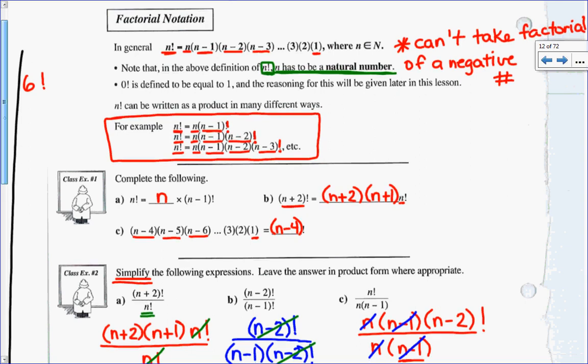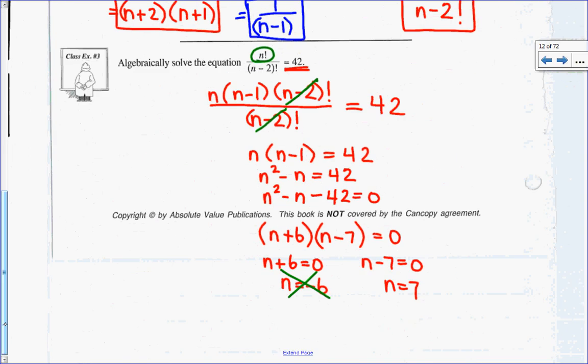Something important to remember: when you get two answers, n can't be both of them, so you'll have to check your answers and see which one would work in the situation. You can't say negative 6 factorial, because you can't take the factorial of a negative number. So n would have to be 7. 7 factorial over 5 factorial equals 42 is what your equation would say if you plugged your n value of 7 in. You can check that on your calculator.